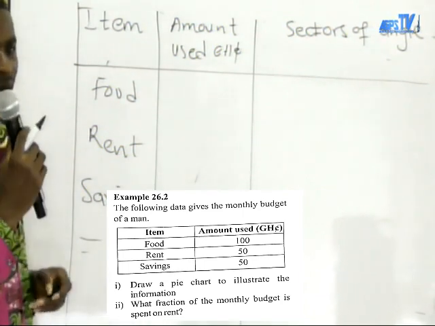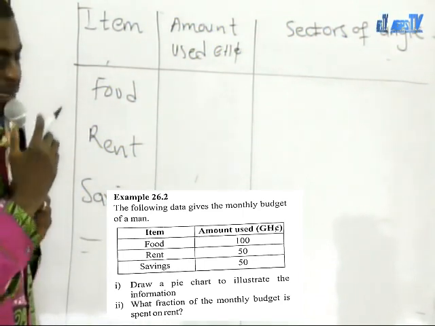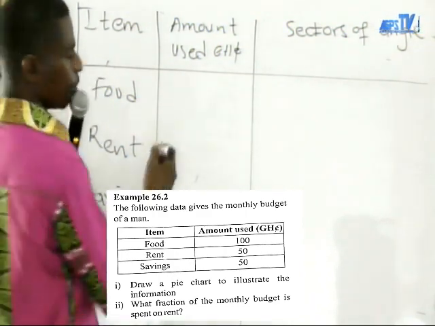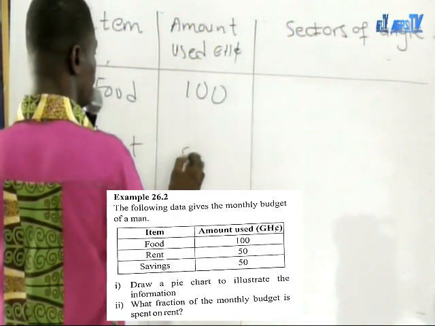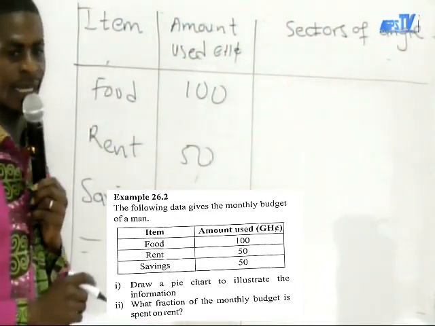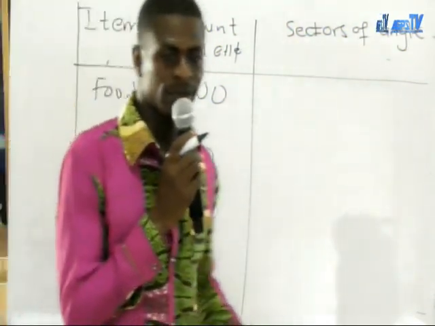We're having our food, rent, and savings. Then individual frequency, we have 100, 50, and 50. They are in Ghana cedis. You can take the question from the screen for me.